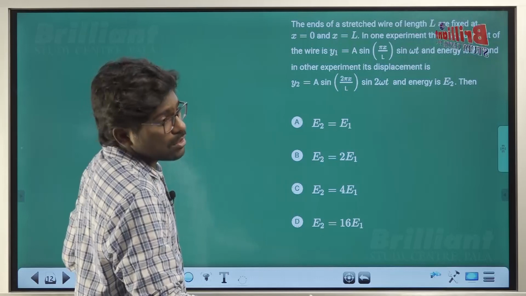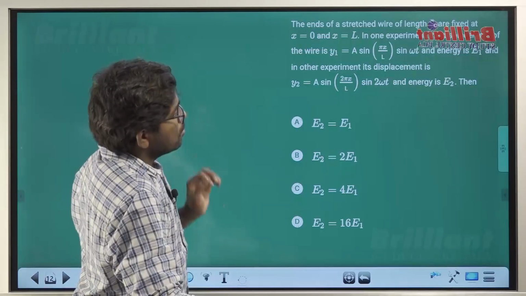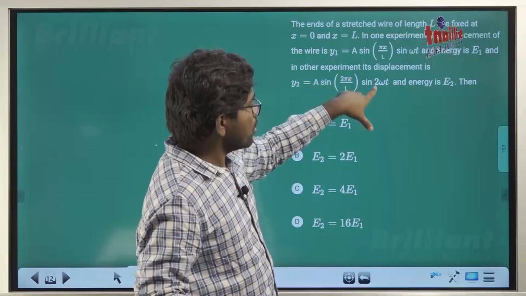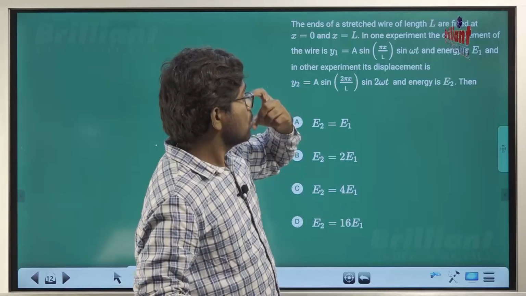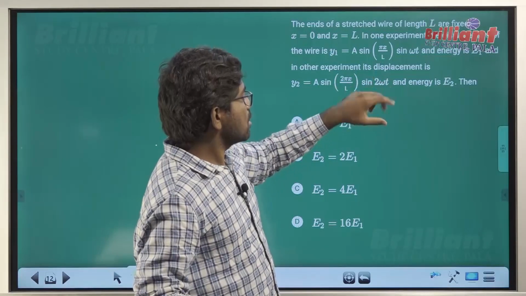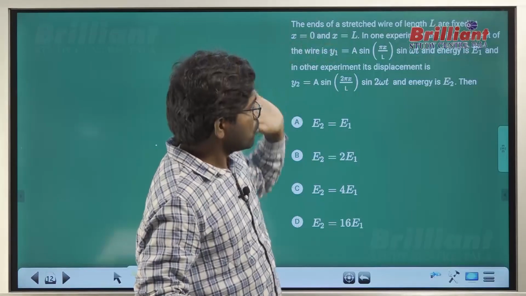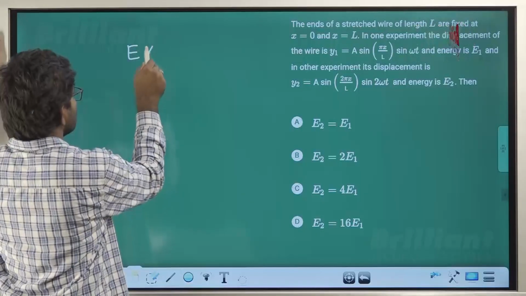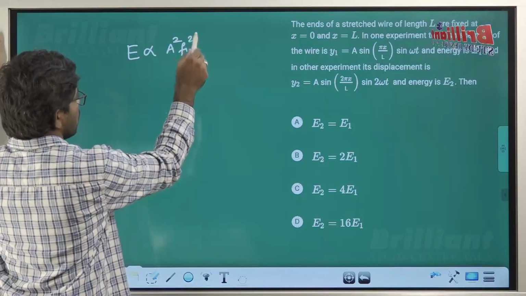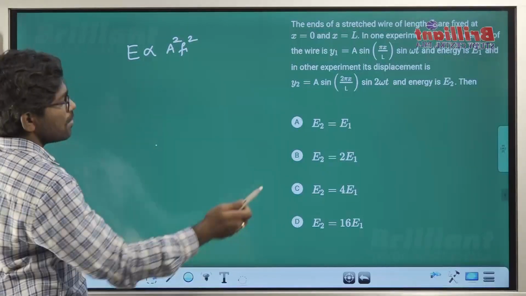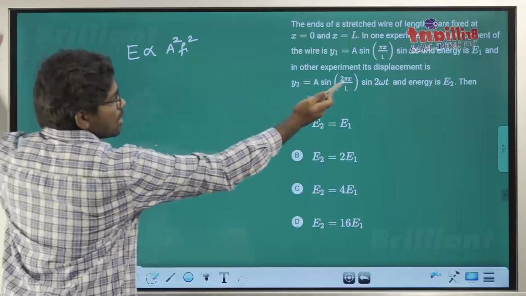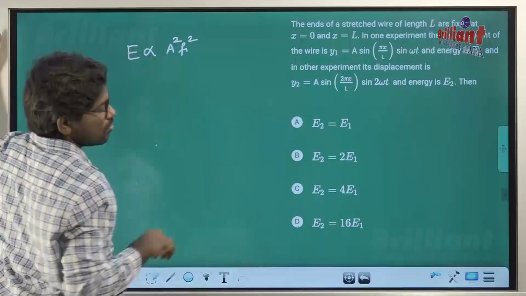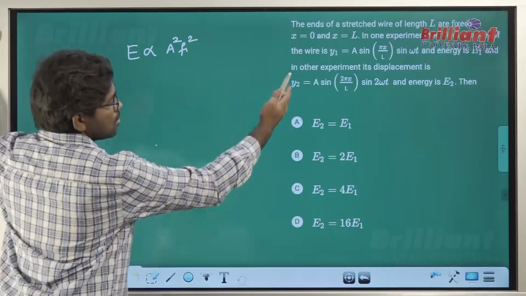So the waves which you are sending have angular frequency omega here, right? In this case you can see the angular frequency is 2 omega. So frequency is increased here and amplitude is the same for both the waves. And the energy actually depends upon what? Energy is proportional to amplitude square and frequency square. Amplitude is the same, but frequency is doubled here. It is 2 omega here. Then what will happen to energy here? Energy will increase by 4 times. It means E2 is how much? 4 E1, that's it.